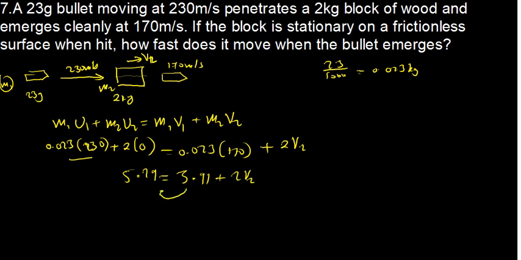So if we take this one that side, it will be 5.29 minus 3.91. We are going to get 1.38 is equal to 2v2. So to remain with v2, we divide by 2 both sides. Therefore, our v2 is going to be 1.38 divided by 2, which is 0.69 meters per second. So that is the velocity at which it will be moving after the bullet emerges.